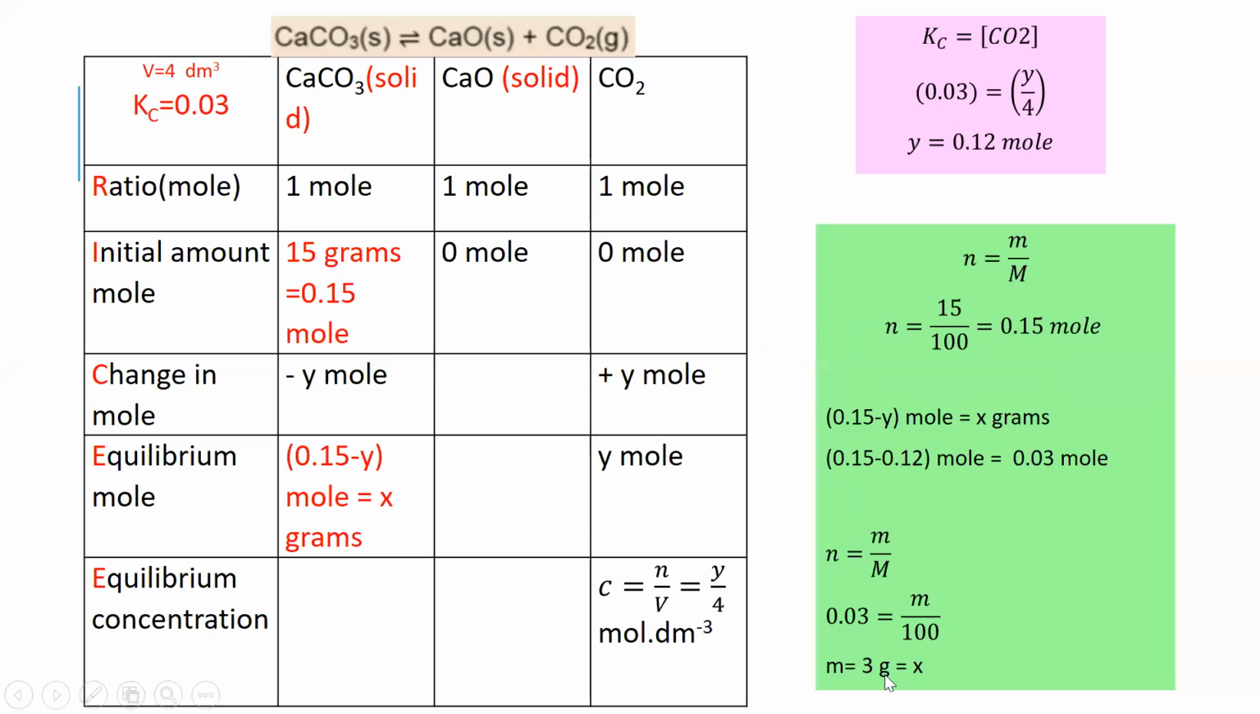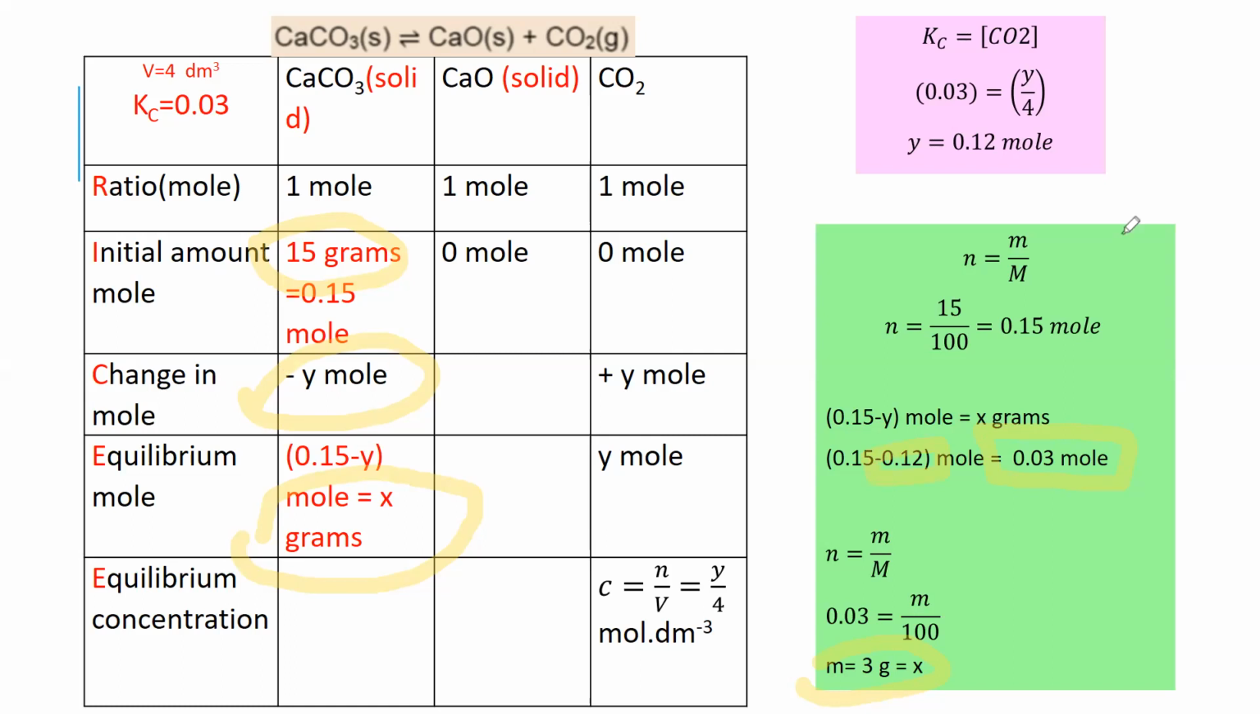So the amount left is how much? 3 grams. If this one is 3 grams, can I just go back and check? If X is 3 grams, how much will be used? Can I also calculate that? Yes, how much in grams? Initially, how many grams do we have? 15. And finally, how much is left? 3 grams. So which means that 0.12 moles used is equal to 12 grams. So 12 grams were used to reach the equilibrium. That's how we can calculate.